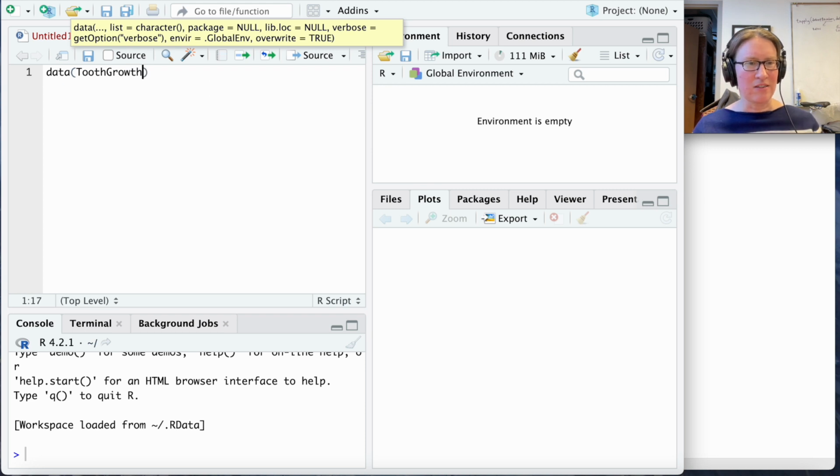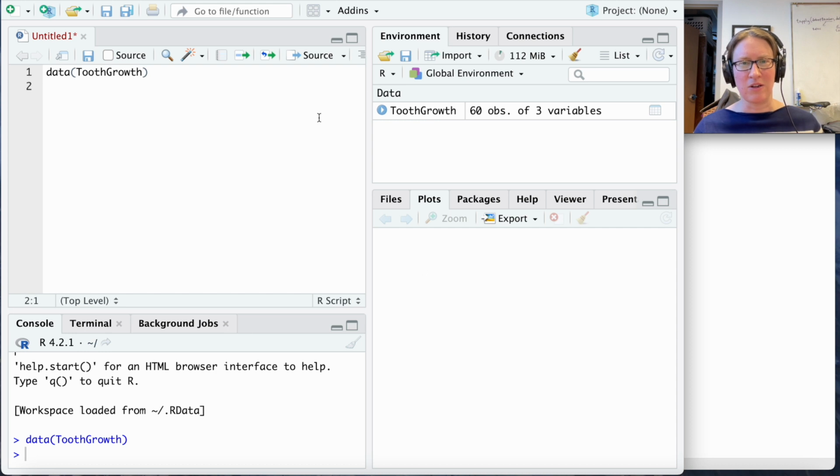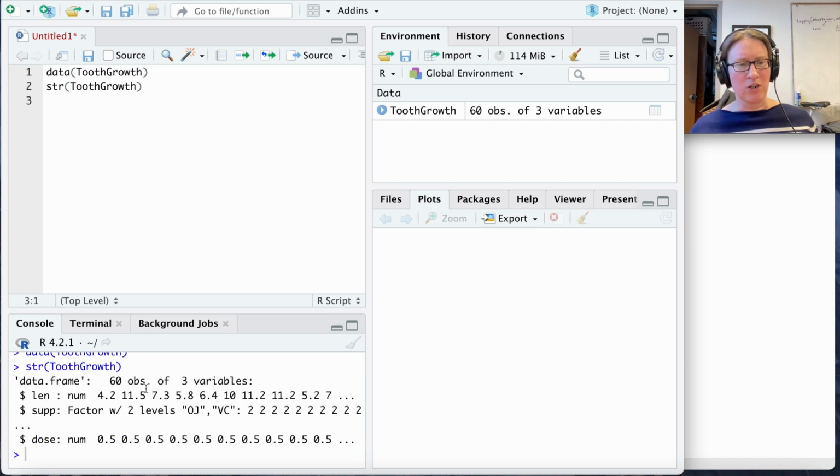And then I'm going to send this to the console by holding down Command Return on my computer. All right, so now you'll see the ToothGrowth data set has loaded. We can look at it using the view function. I like to use the str function. So if I do str of ToothGrowth and send that to the console, what you'll notice down here is that it's going to give us some information about what's in ToothGrowth. So it's a data frame, and it's got 3 different columns in it: len, supp, and dose.